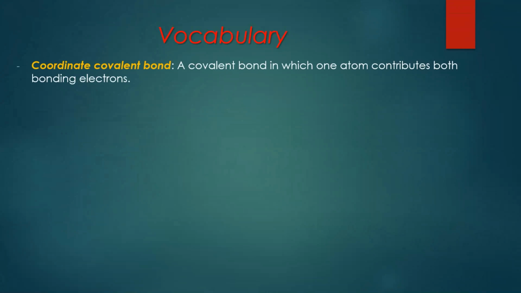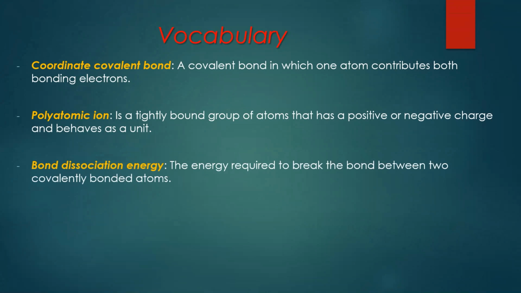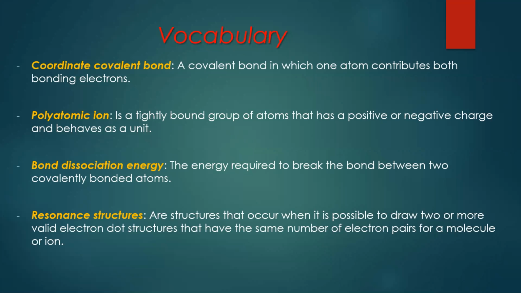Now, the continuation of the vocabulary includes the coordinate covalent bond, which is a covalent bond in which one atom contributes both bonding electrons. Polyatomic ion is a tightly bound group of atoms that has a positive or negative charge and behaves as a unit. Bond dissociation energy is the energy required to break the bond between two covalently bonded atoms. Resonance structures are structures that occur when it is possible to draw two or more valid electron dot structures that have the same number of electron pairs for a molecule or ion.